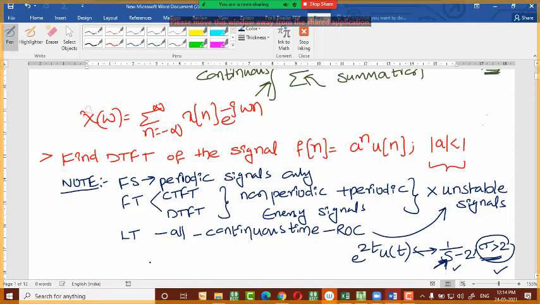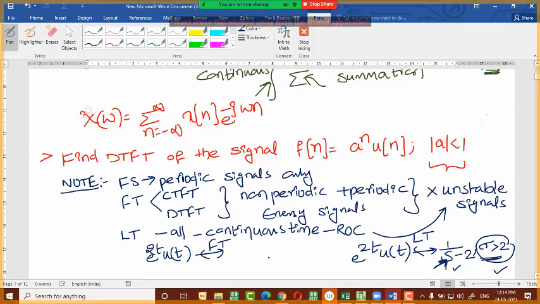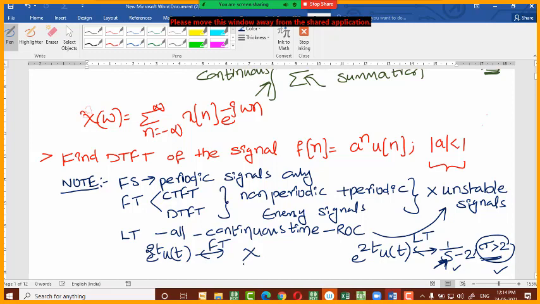But if you take the Fourier transform of e power 2t u of t, if you remember, in the second class of the Fourier transform, I gave this type of signal, and we proved that there is no Fourier transform for e power 2t into u of t, because it is an unstable signal.